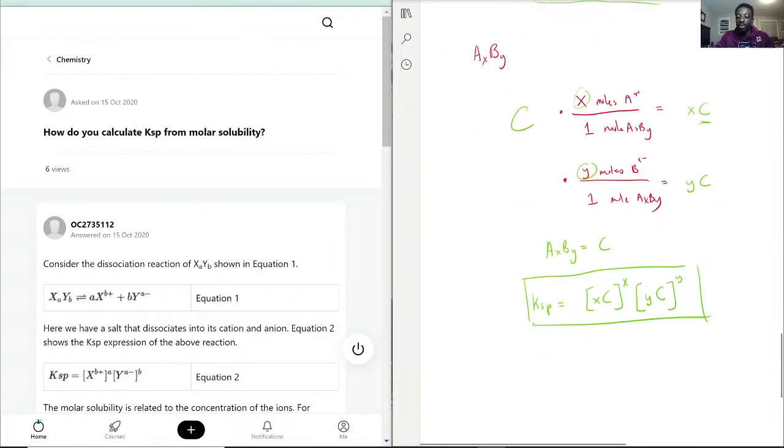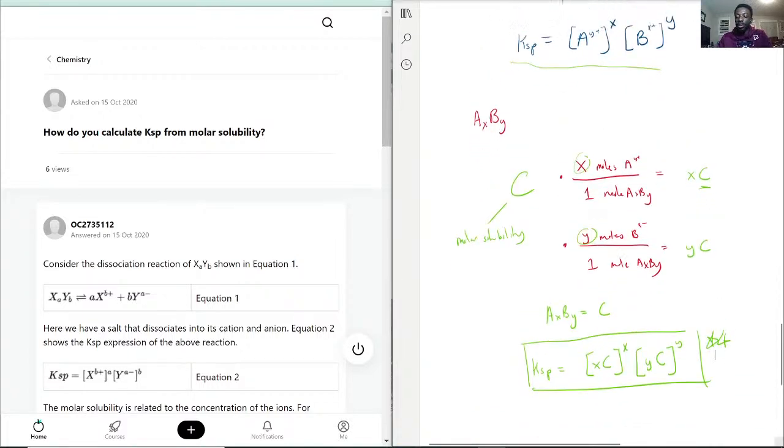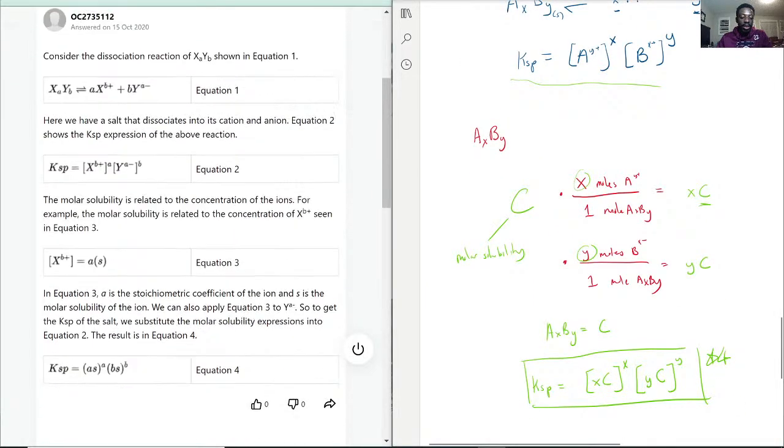That formula really is how you calculate your KSP from molar solubility, because your molar solubility really is that C. C is your molar solubility, the value they give you in terms of moles per liter. So this equation would be how you solve it, based on the equation I've given you here. So with that being said, let's see how we did.